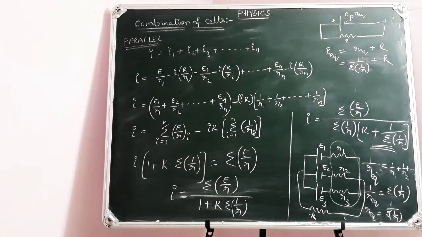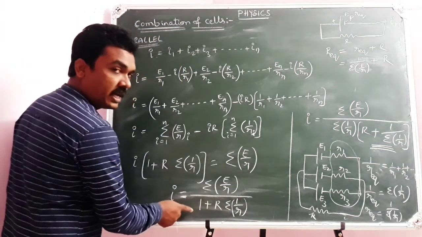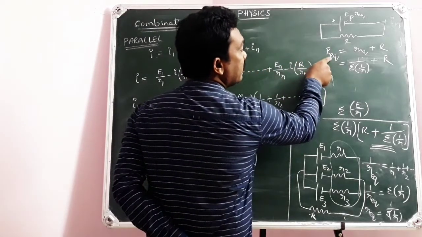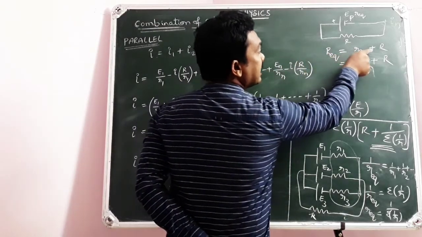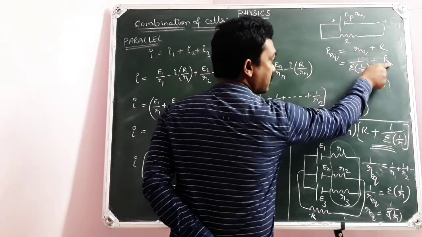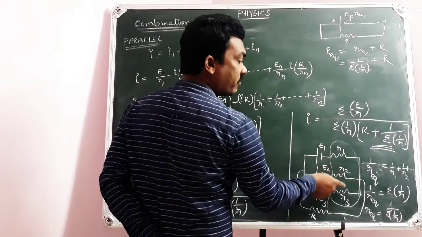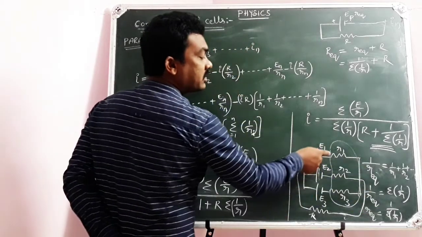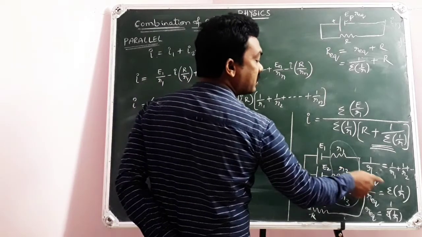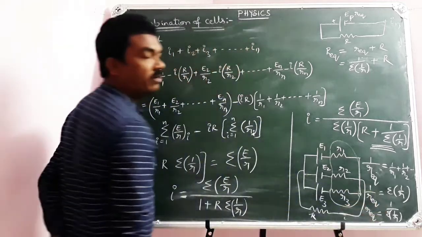Hope you have understood. I am going to erase this point. So why is sigma of 1 by R taken as common? Because the total circuit resistance will be equal to the sum of equivalent internal resistance plus external resistance. Why is equivalent internal resistance the reciprocal of sigma of 1 by R? Because all these are connected in parallel. That's why 1 by R equals sigma of 1 by R, so that equivalent resistance equals 1 by sigma of 1 by R.